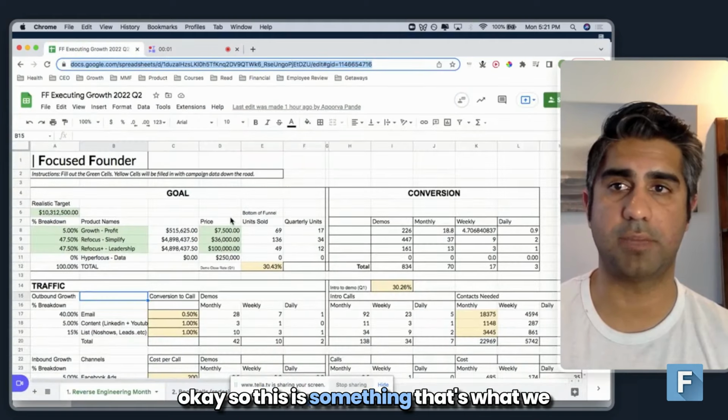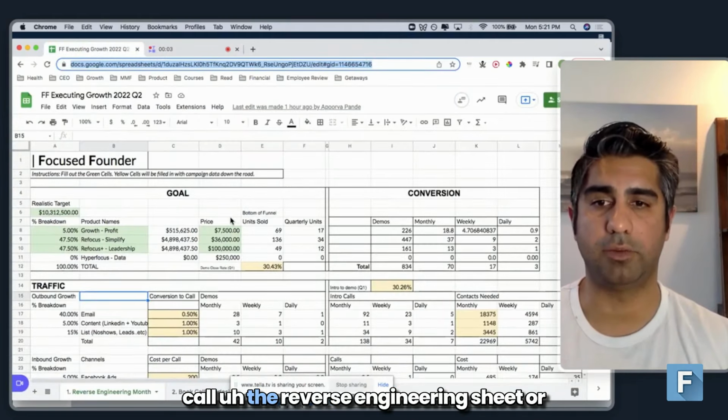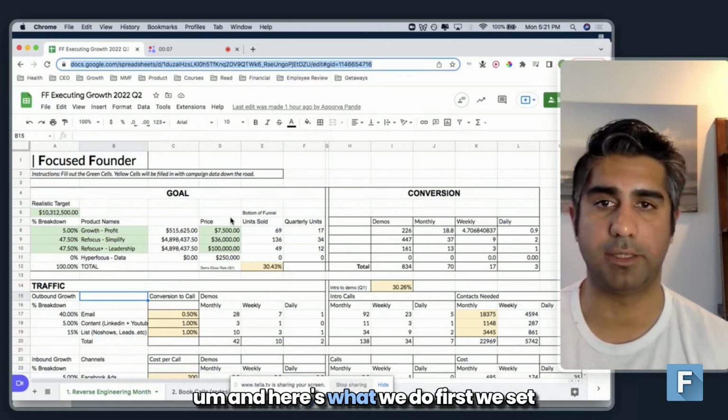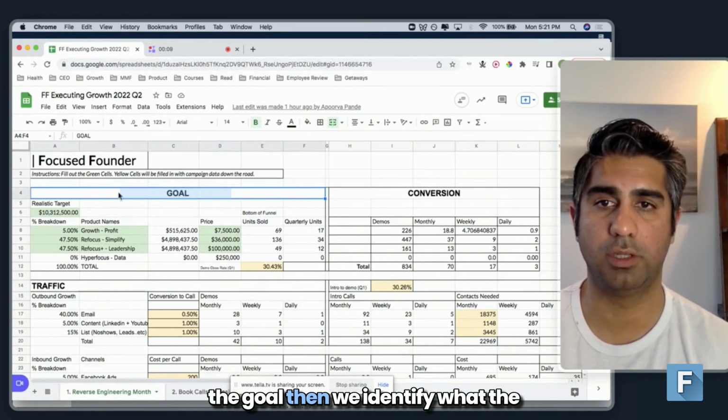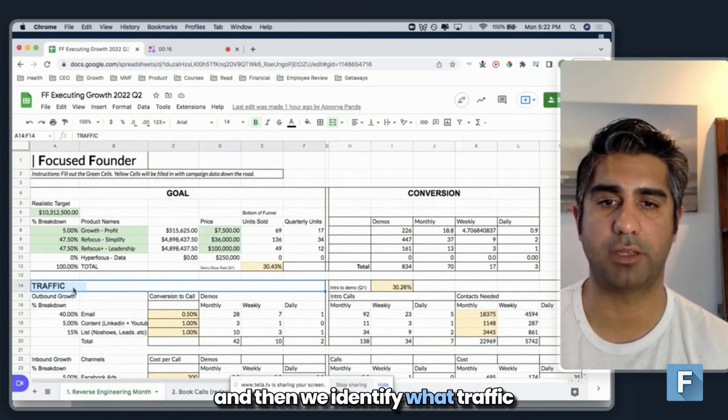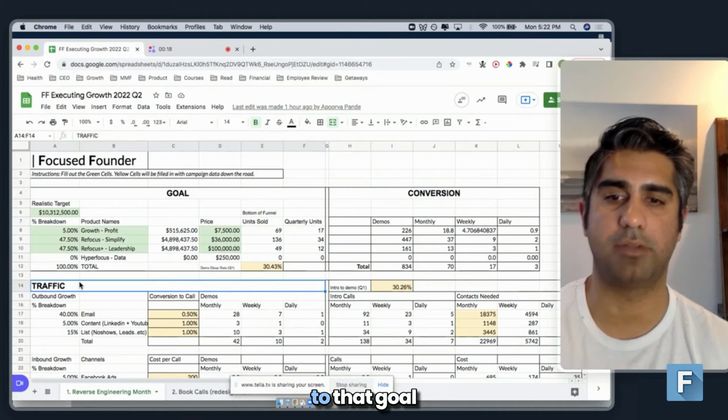Okay, so this is what we call the reverse engineering sheet or growth engineering sheet. And here's what we do. First, we set the goal. Then we identify what the conversion will be to get to that goal. And then we identify what traffic you're going to need to be able to get to that goal.